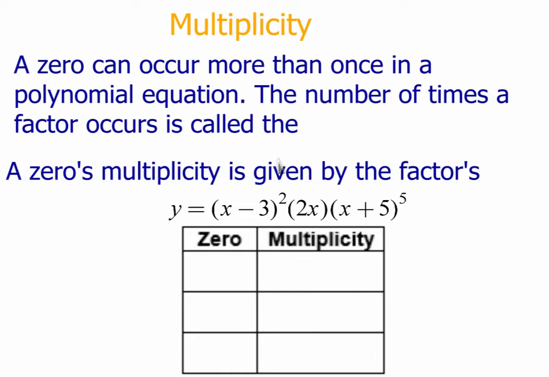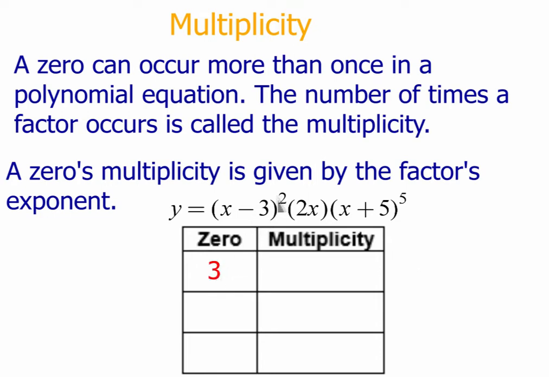Multiplicity. A zero, or factor, or x-intercept, can occur more than once in a polynomial equation. The number of times that a factor occurs is called the multiplicity of the factor, and you can find the multiplicity by looking at the factor's exponent. So if I take a look here, I've got y equals (x - 3) squared times 2x times (x + 5). For x - 3, the zero, where we take the opposite of the sign, is 3, and the multiplicity is the exponent, which is 2.